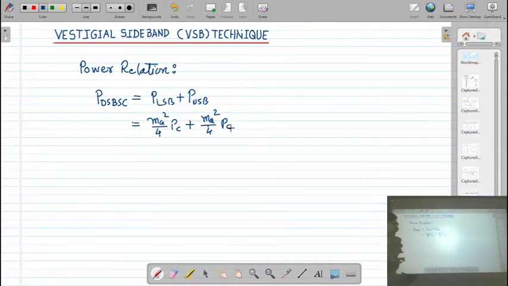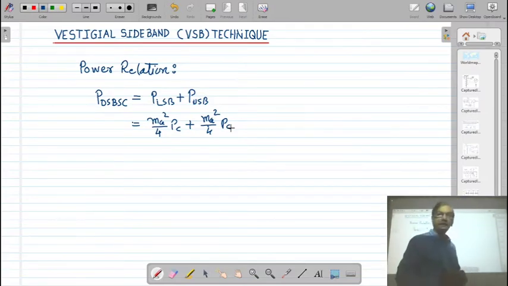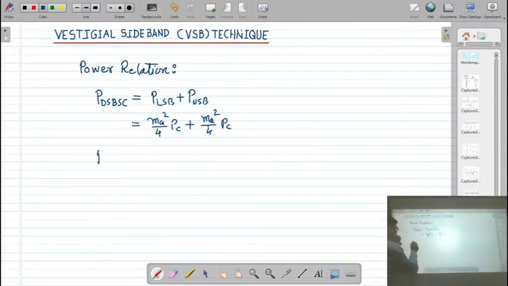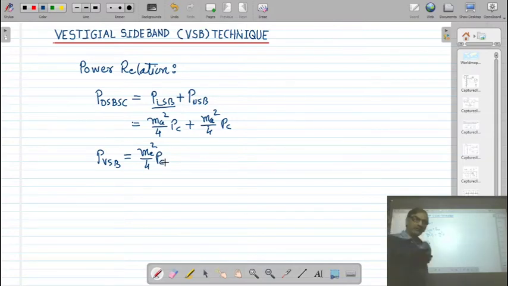Correct? Now if you want to write the power of the VSB technique, suppose we are transmitting a lower sideband completely, so that power will be Ma square by 4 into Pc. But now we are transmitting a fraction of the upper sideband, so that fraction of the power of the upper sideband is going to be transmitted. So here we write the fraction of this, that is alpha Ma square by 4 into Pc.